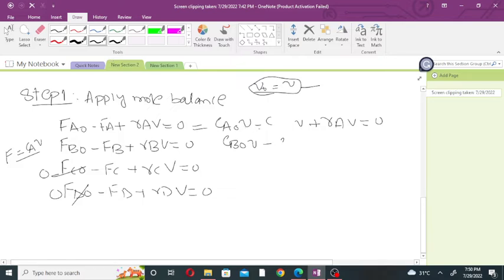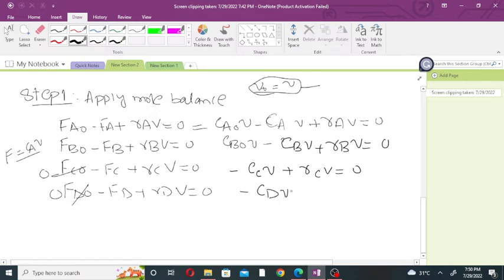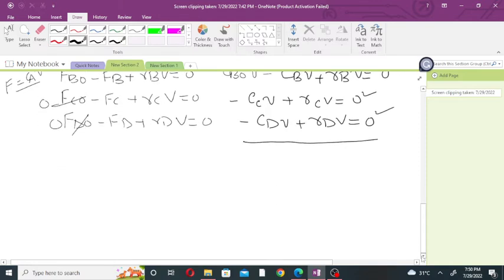So, CA0 into v minus CA into v plus RA into V is equal to 0. CB0 into v minus CB into v plus RB into V is equal to 0. Minus concentration of component C into the volumetric flow rate plus RC into V is equal to 0. Minus concentration of component D into volumetric flow rate plus RD into volume of the reactor is equal to 0. So these are the mole balance equations for components A, B, C and D inside the CSTR. This was step number 1.